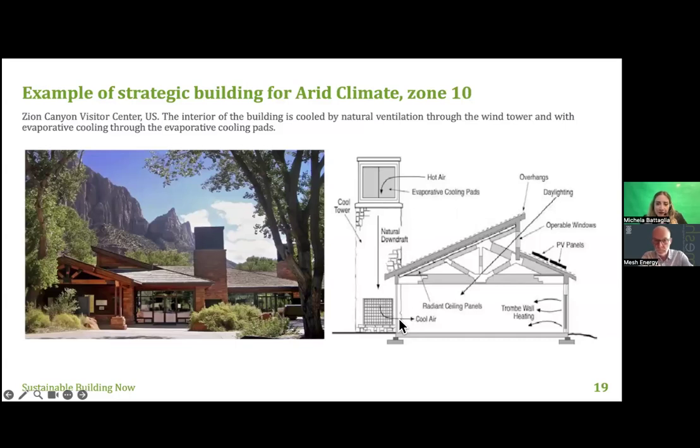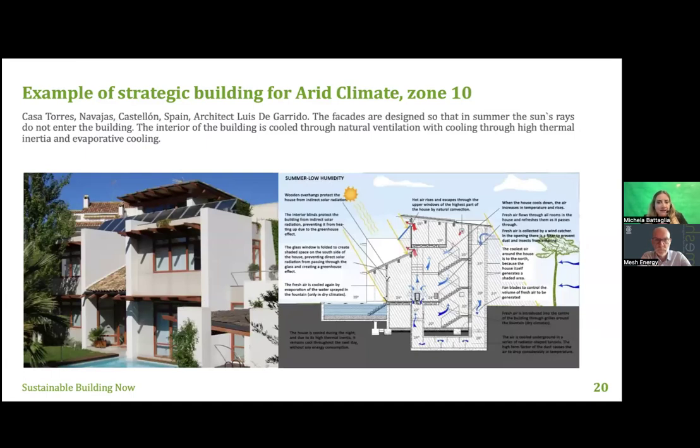The interior of the building also has high thermal mass, and for the winter, when the temperature is low in the canyon, they also use this Trombe wall. That is a wall that also has a high thermal mass and helps the building to keep heat during the winter.